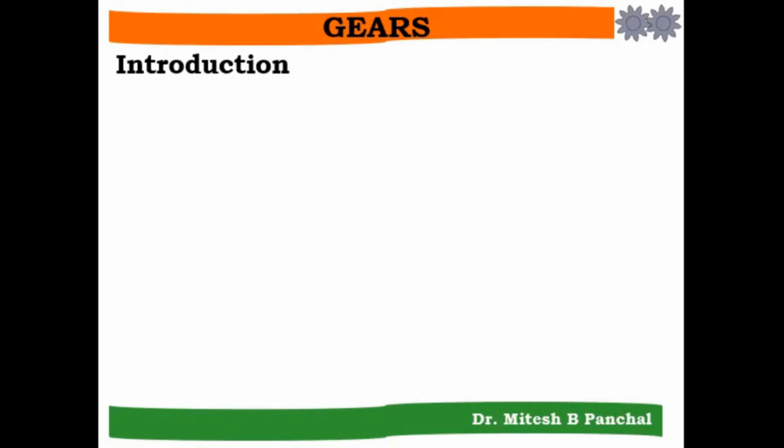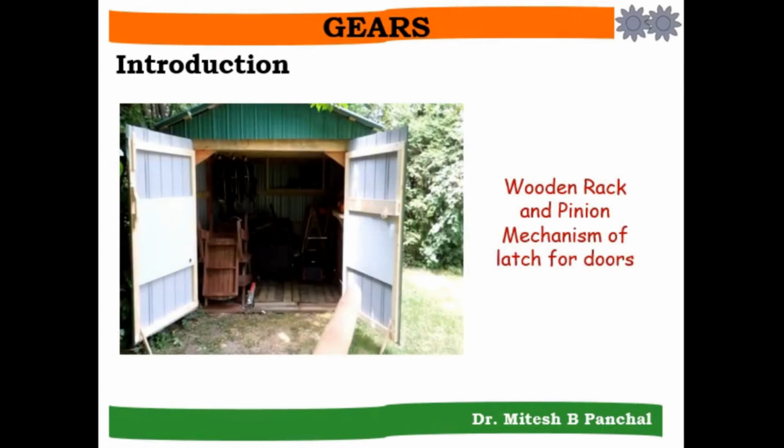Let's see another example. This particular example is regarding how the gear mechanism is used to have a latch for the doors. So this particular example is regarding wooden rack and pinion mechanism for latch for the doors.